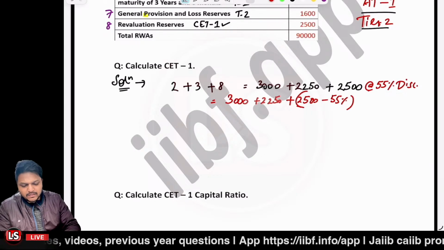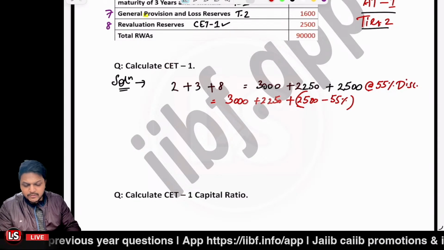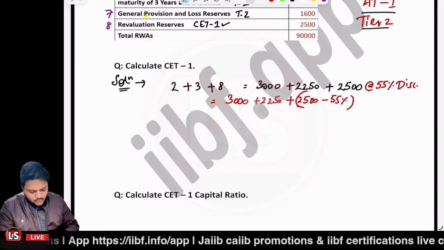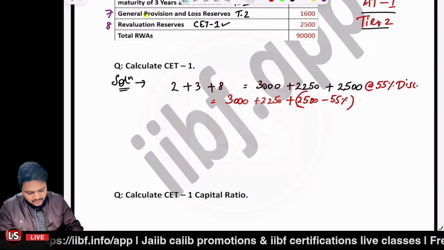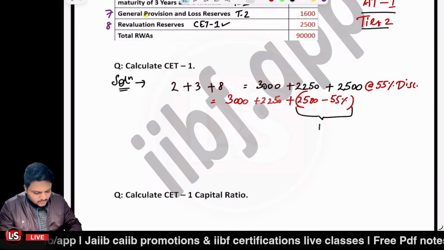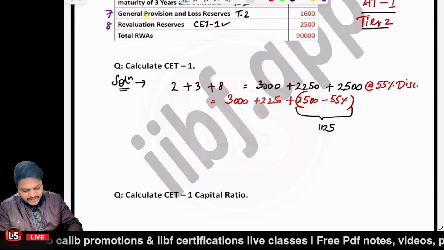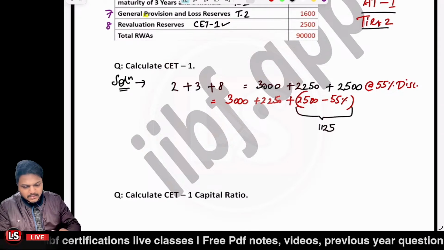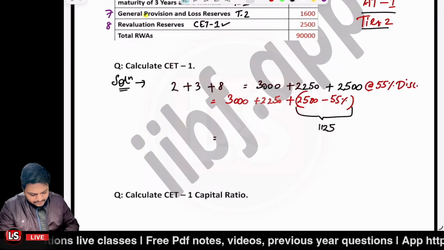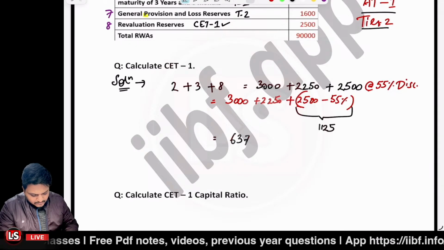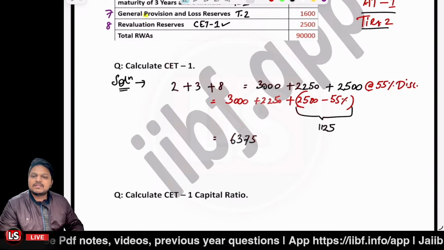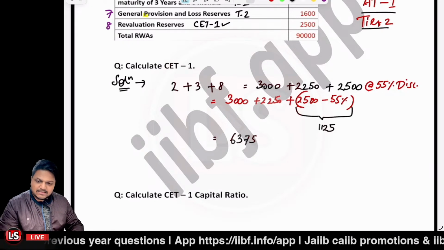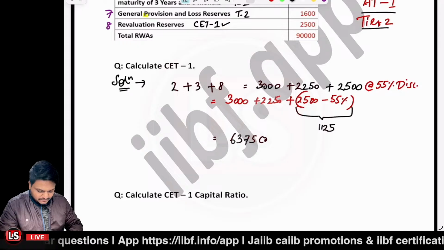So if we calculate, kindly please do carry a simple calculator with you. 2500 minus 55%, that is 1125. So this term here would be equal to 1125, and we'll be adding them all. So it is 6375. So your CET1, common equity tier 1 capital, is 6375 crores.